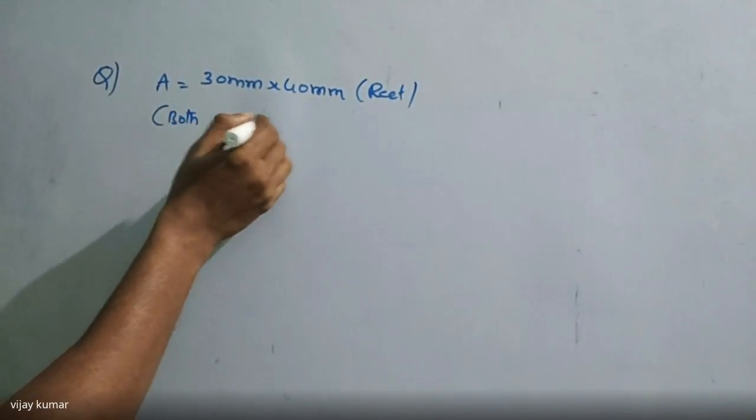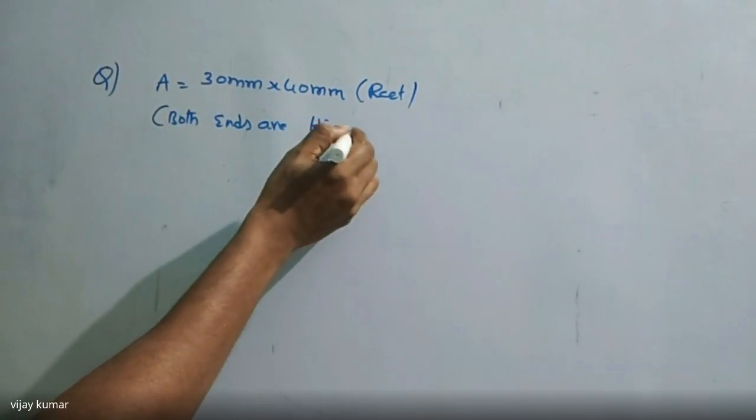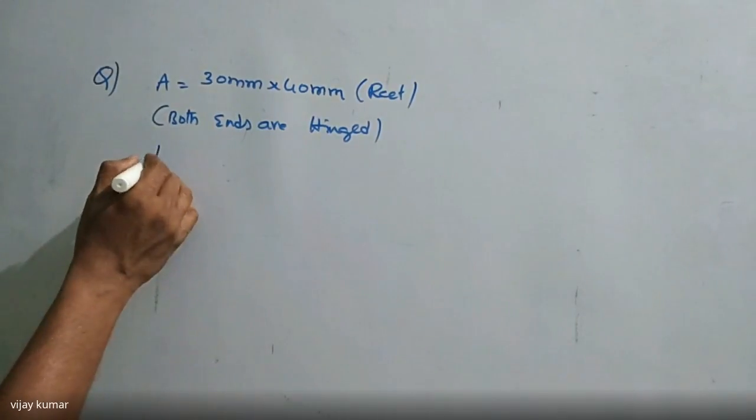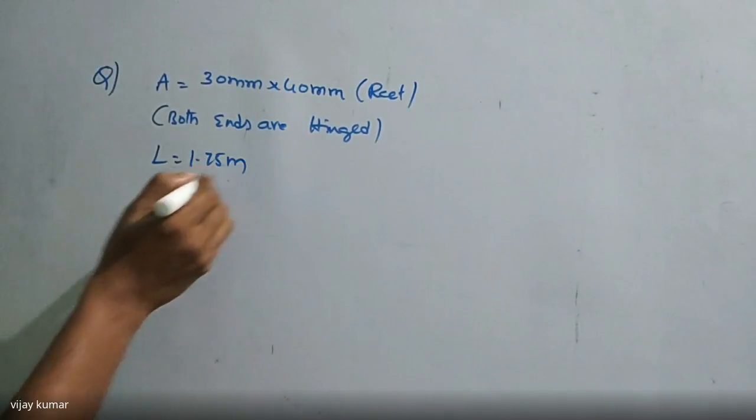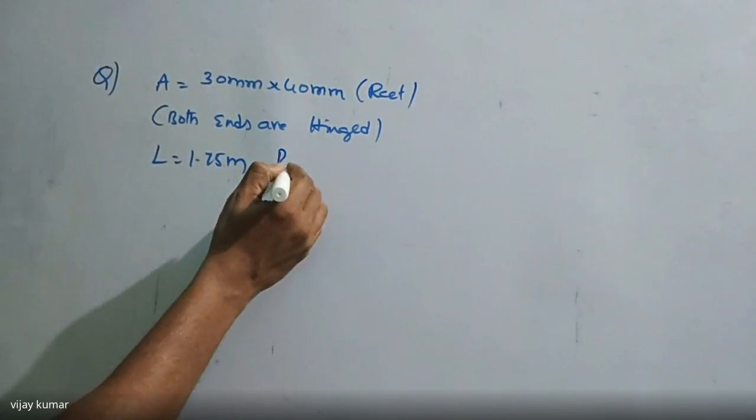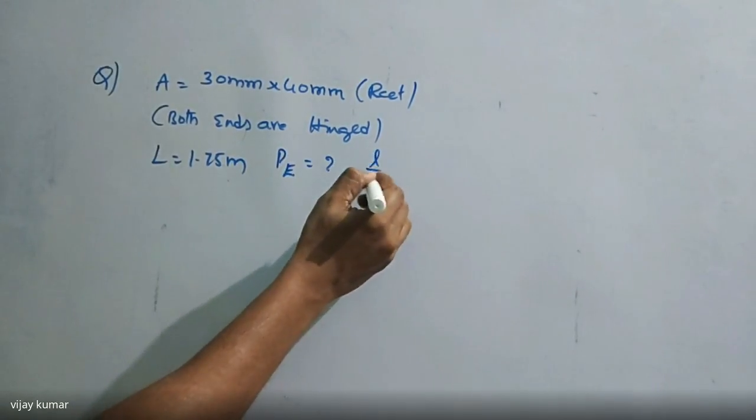Both ends are hinged. The bar has a length of 1.75 meters. The question is: determine the buckling load first of all, and at the same time find the L by K ratio, that is the slenderness ratio.